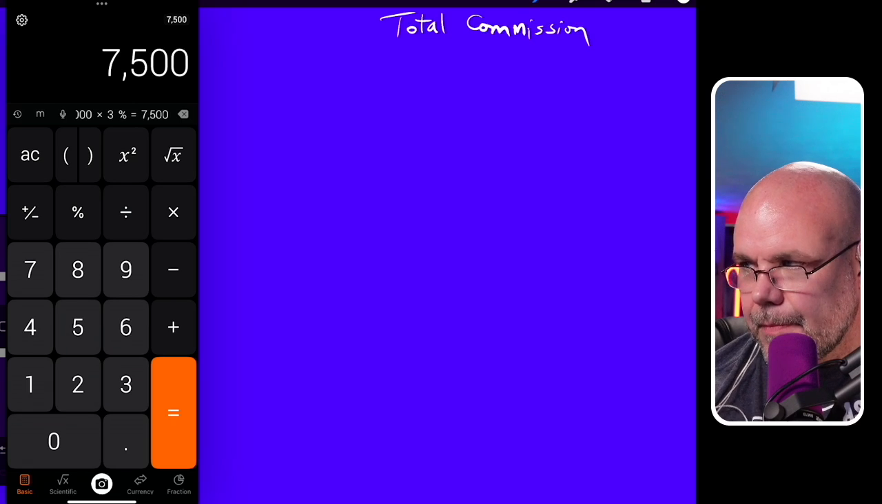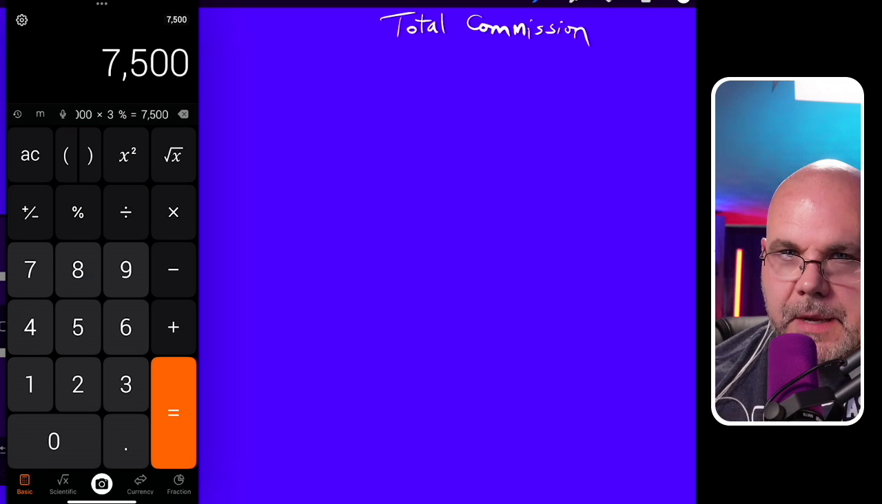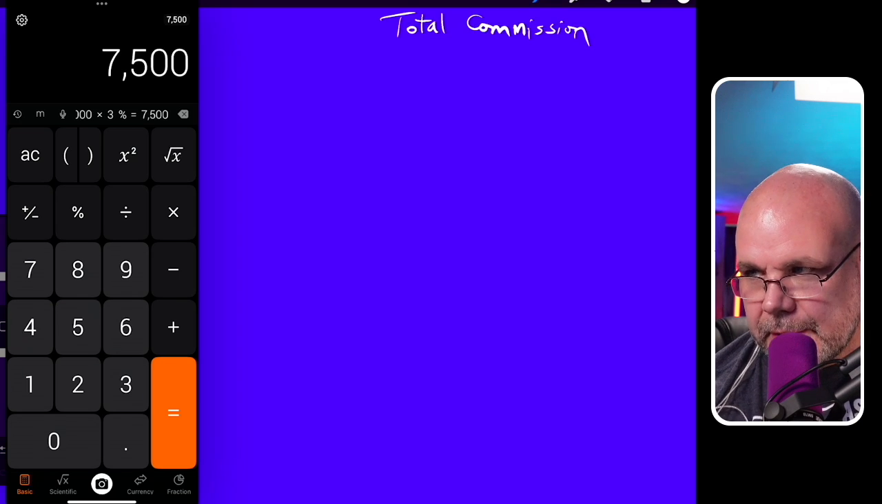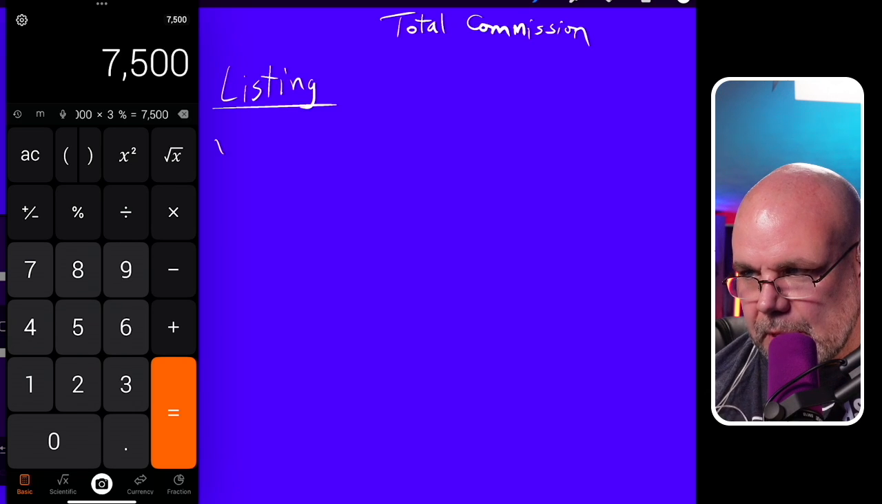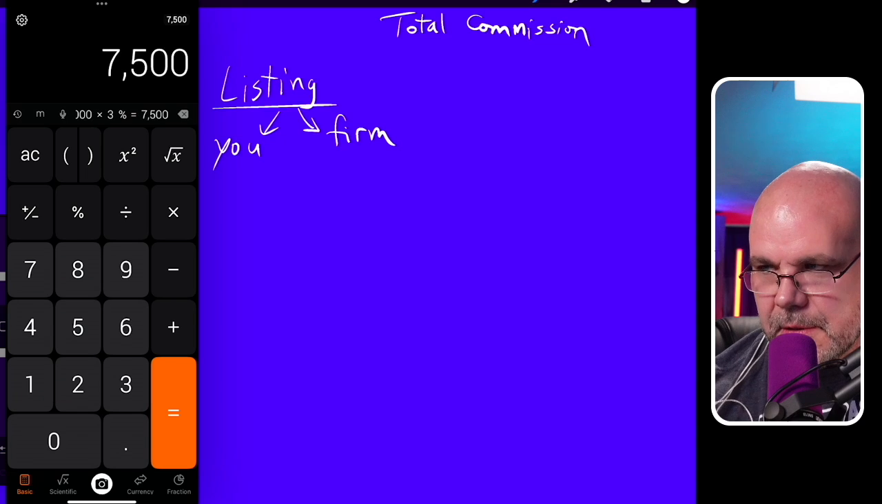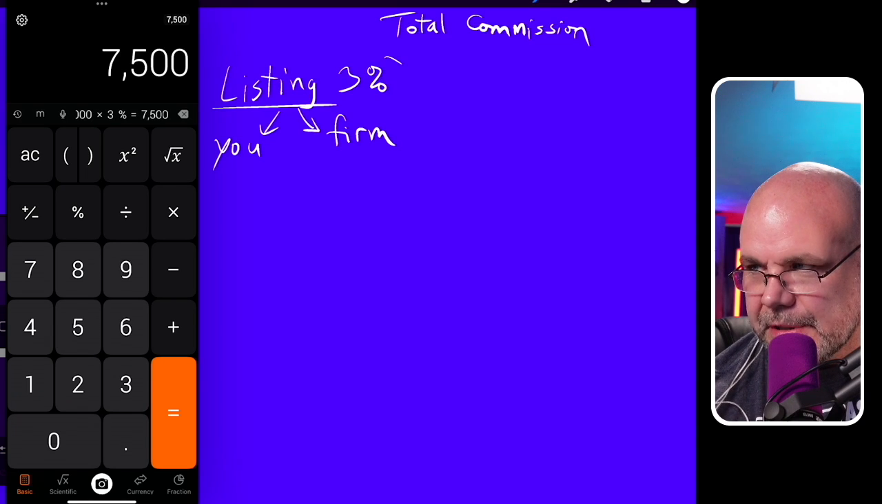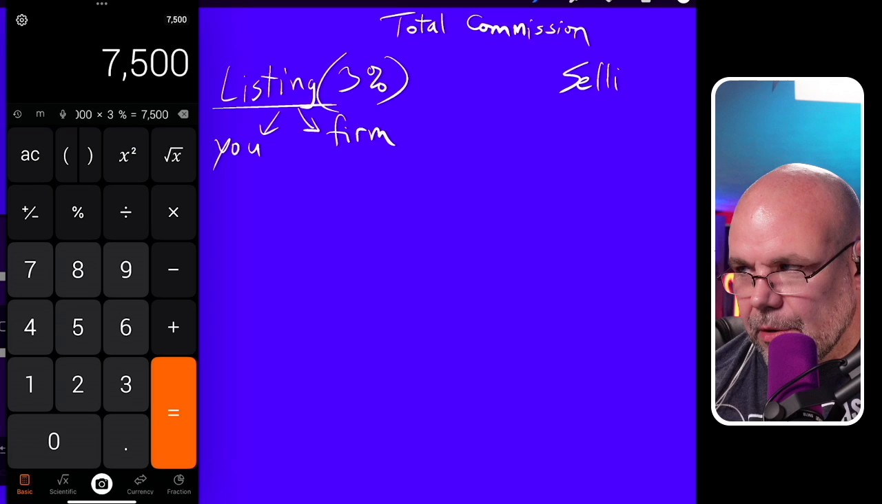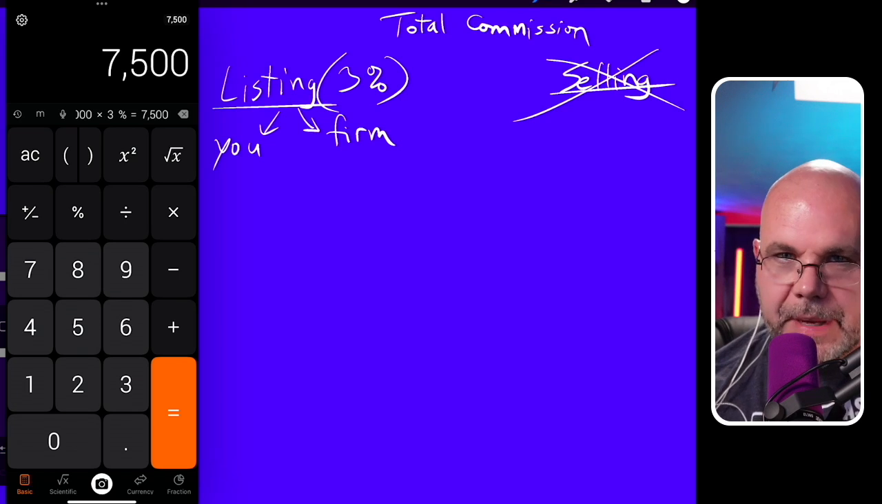Total commission is at the top. Usually, more often than not, you and your firm are probably not also going to bring the buyer. So you're the listing firm. You're on the listing side. It's you combined with the firm. You make a piece of that commission. In this case, they've told us 3%, and your firm is getting a part of that 3%. The selling side is the one helping the buyer, and for this problem, we don't care about them.